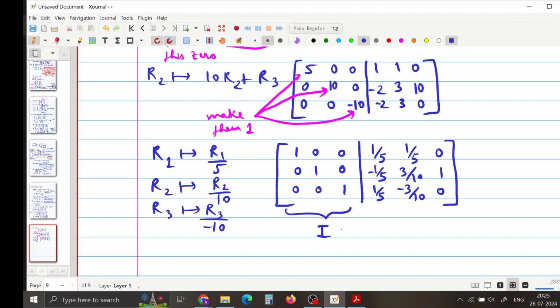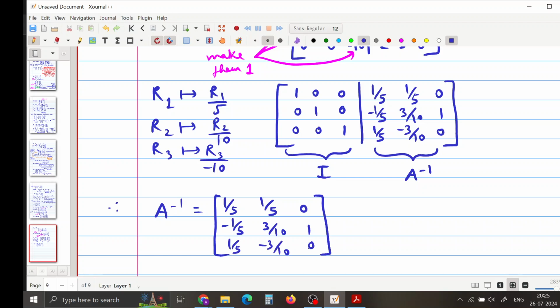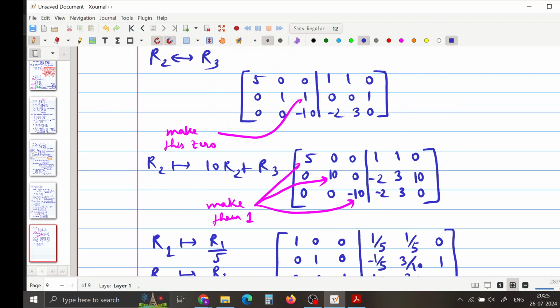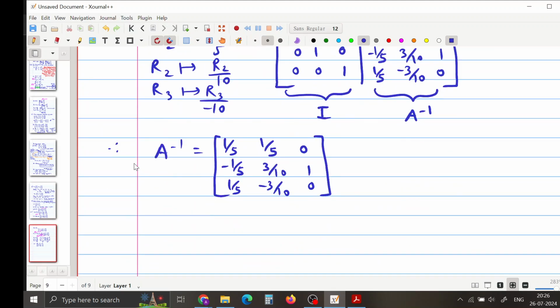This is your identity and this has to be your A inverse. Therefore A inverse is 1 by 5, 1 by 5, 0, minus 1 by 5, 3 by 10, 1 by 5, minus 3 by 10 and 0. And it's a good exercise to check that indeed A inverse A is equal to identity, which is also equal to A times A inverse. We can check that, we can verify.